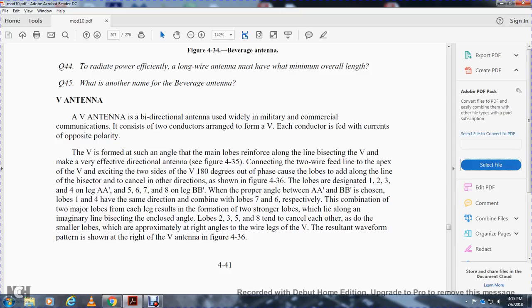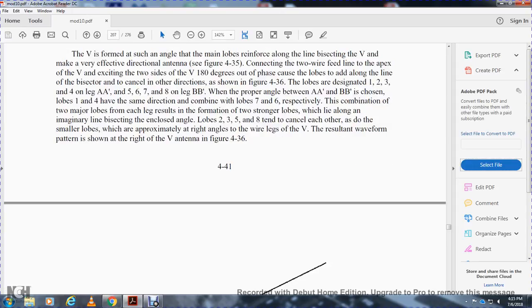The lobes that add along the line bisecting the V, and the other directions, are shown in Figure 436. Lobes are designated 1, 2, 3, 4 for leg AA and 5, 6, 7, 8 for leg BB. The proper angle between AA and BB is chosen so that lobes 1 and 4 have the same direction as lobes 7 and 6 respectively. Combining the two major lobes of each leg results in the formation of two stronger lobes, which lie along the imaginary lines bisecting the enclosed angle. Lobes 2, 3, 5, and 8 cancel each other out due to the smaller lobe angle with approximately right angle wire legs of the V. The resulting waveform pattern is shown to the right of the V antenna in Figure 436.